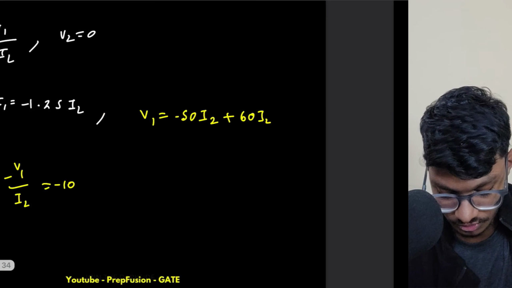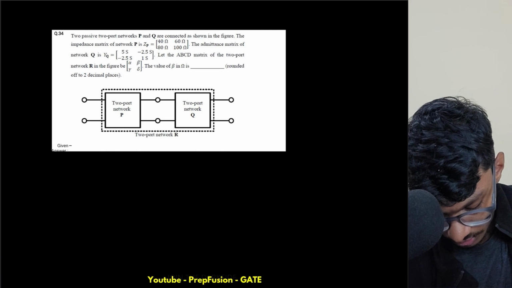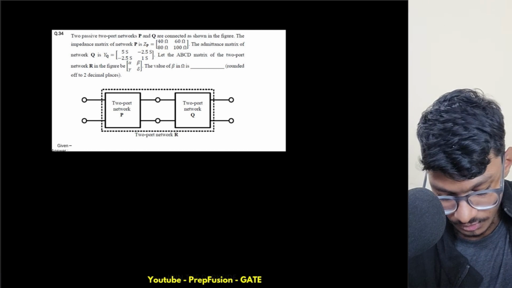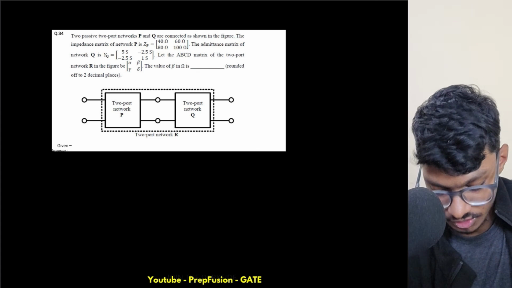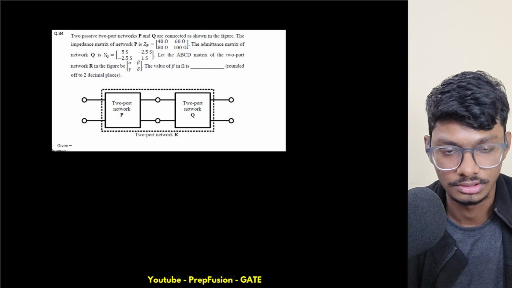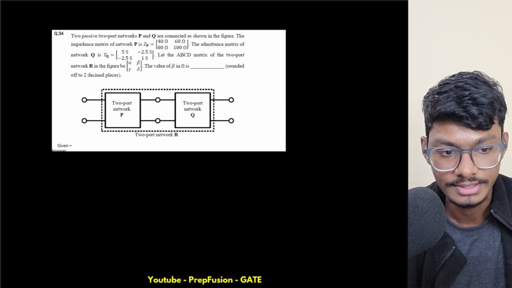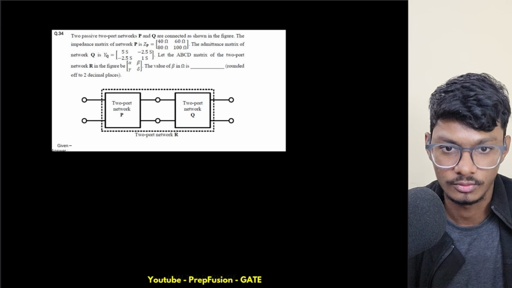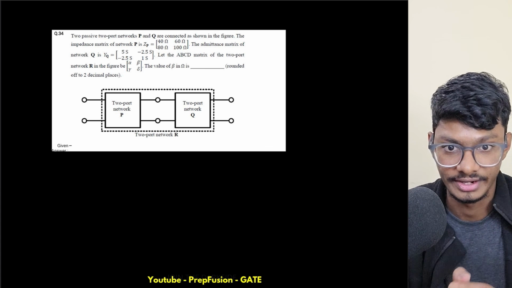Okay, the answer for this question was minus 19.8, rounded off to 2 decimal places, so it will be minus 19.80. This will be the answer for this question. So yeah, the electrical paper was on the tougher side, the lengthiness was very high. I think after seeing more of the questions, I can again give a revised rank prediction.